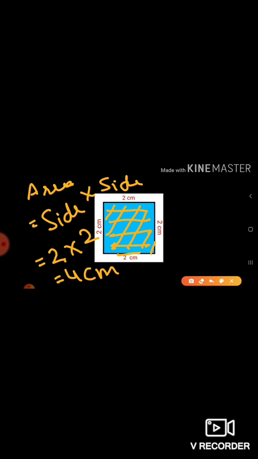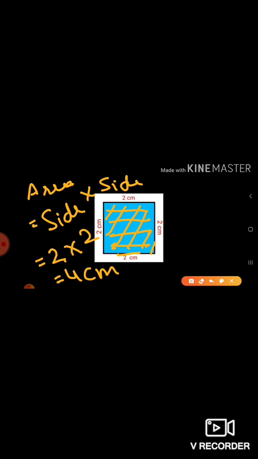So perimeter is nothing but the length of the boundary. That means you have to add all the lengths of the boundary. So here in a square all the sides are equal. So the perimeter of the square will be 8 centimeter.